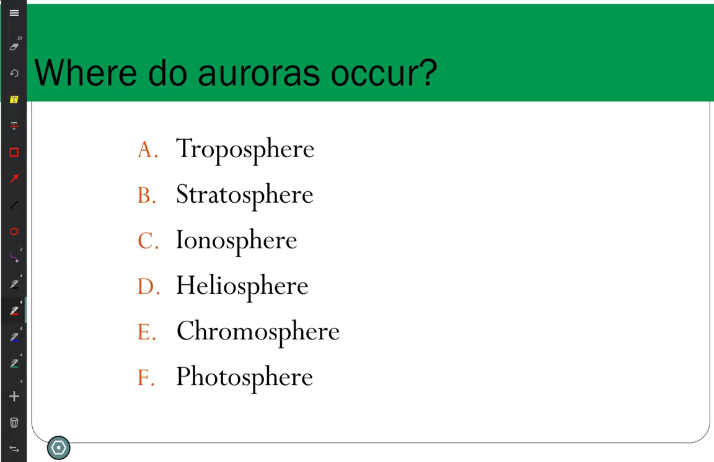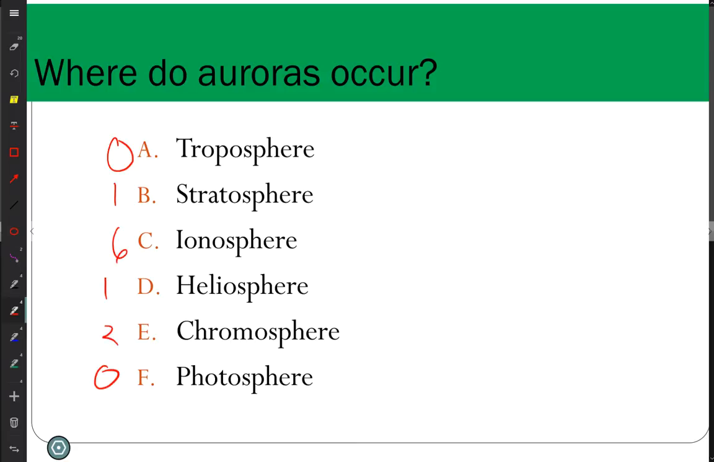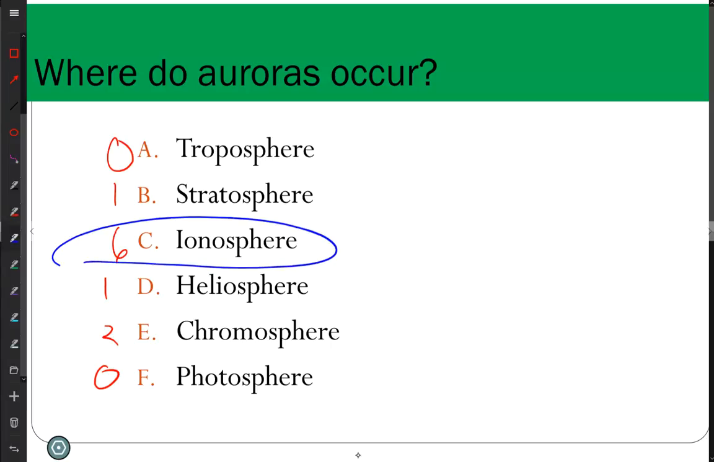Okay. We had 0, 1, 6, 1, 2, 0. Okay. I am just going to go straight to Aldwin. To the atmosphere. Okay. He said ionosphere. What's your reasoning? Besides having the correct answer. I don't have a reason. I just remember it from earlier when we were talking about the Northern Lights earlier in the semester. You're correct.